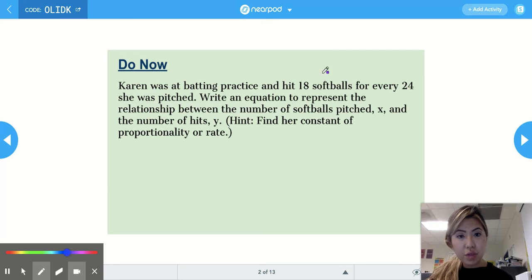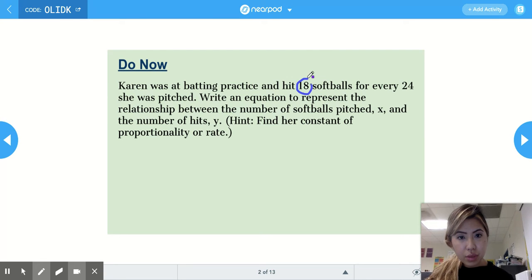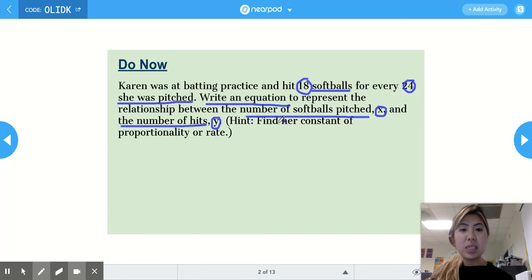So starting off, I needed to annotate the word problem to help me figure out what the important information to solve this problem is. And so the hint is to find the constant of proportionality. So that equation is k is equal to y over x.